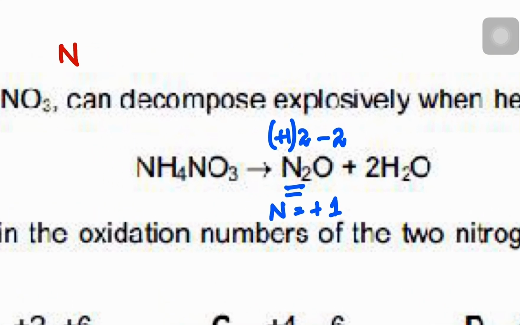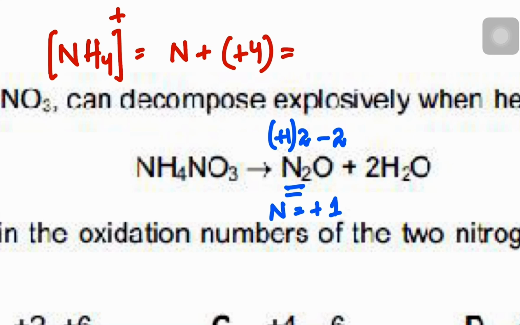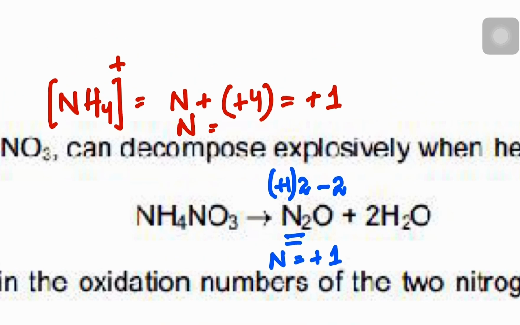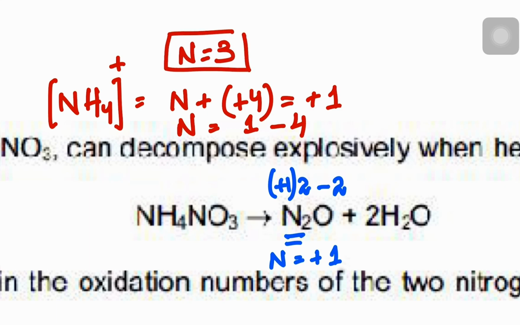So first let's talk about the ammonium ion. In the ammonium ion, there is 1 nitrogen and 4 hydrogens, so +4, and the total is +1 because the charge of ammonium is +1. When you solve it, nitrogen is equal to 1 minus 4. Sorry, nitrogen is equal to -3 here. So here nitrogen is -3.